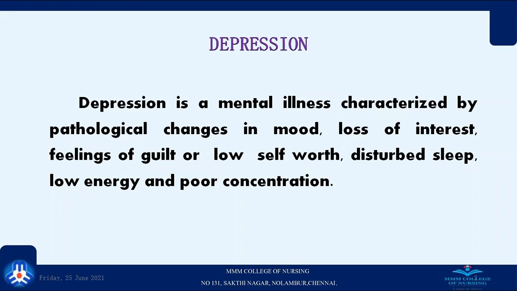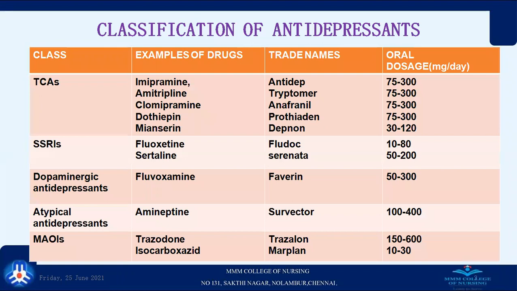Patients should take antidepressant drugs for at least 4 to 6 months, and these drugs can be used alone or with some other medications also. The main purpose of antidepressants is to increase the neurotransmitter levels in the synapse. Classification of antidepressants: tricyclic antidepressants, selective serotonin reuptake inhibitors, dopaminergic antidepressants, atypical antidepressants, monoamine oxidase inhibitors.